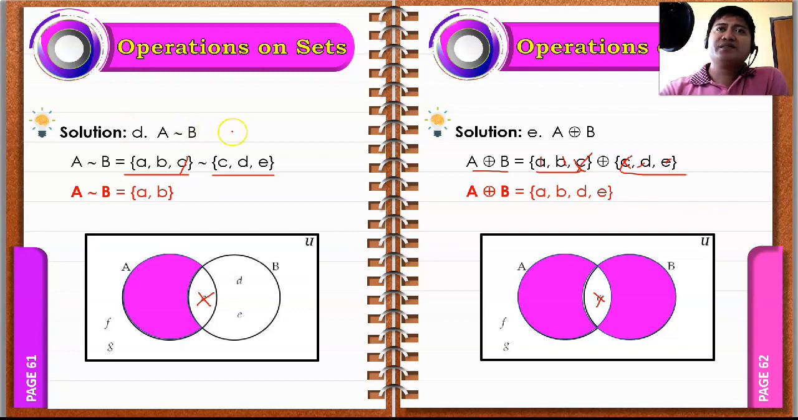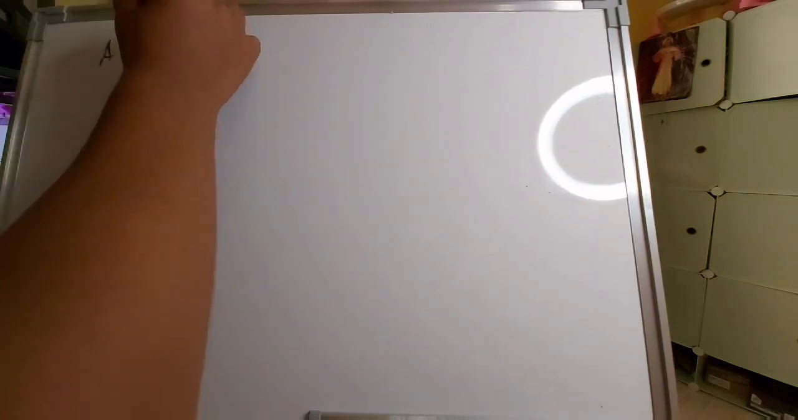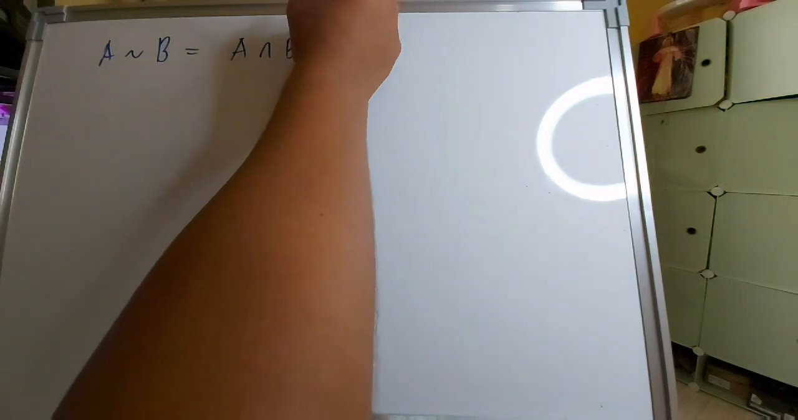Now, next we need to check if the difference of A and B is equivalent to A intersection B complement. Okay, so I will show you on the whiteboard how to compute A intersection B complement. Okay, so let's start. First, we have to write the set A, which is A, B, C. So let's have the computation or the solution to show that the difference of A and B is equal to A intersection B complement.